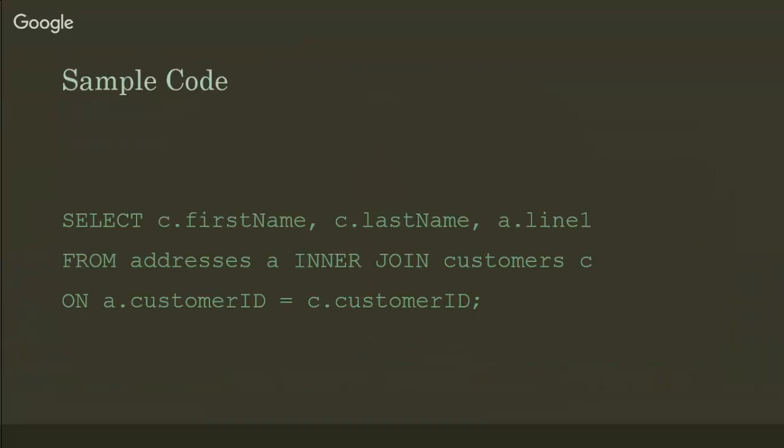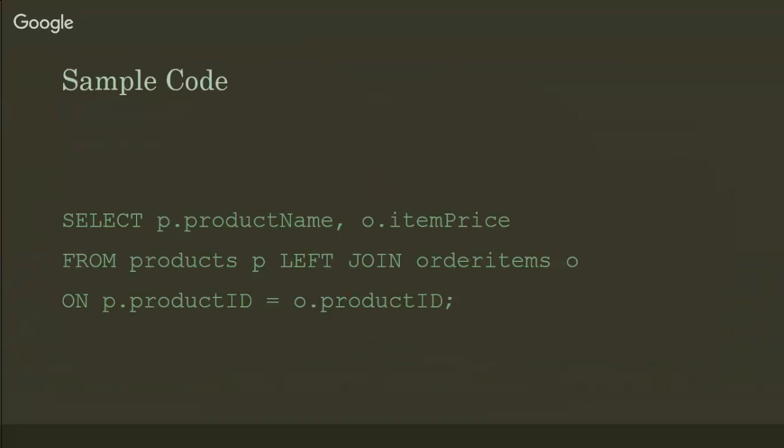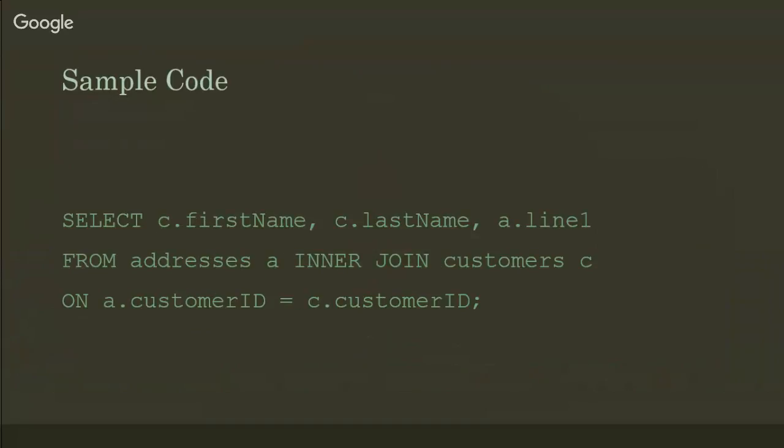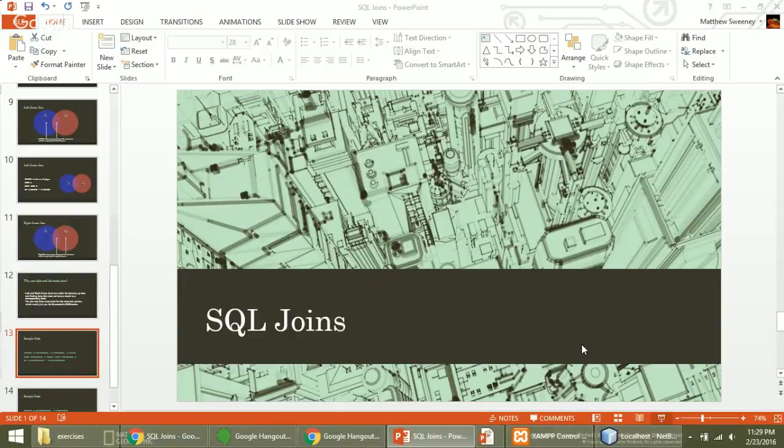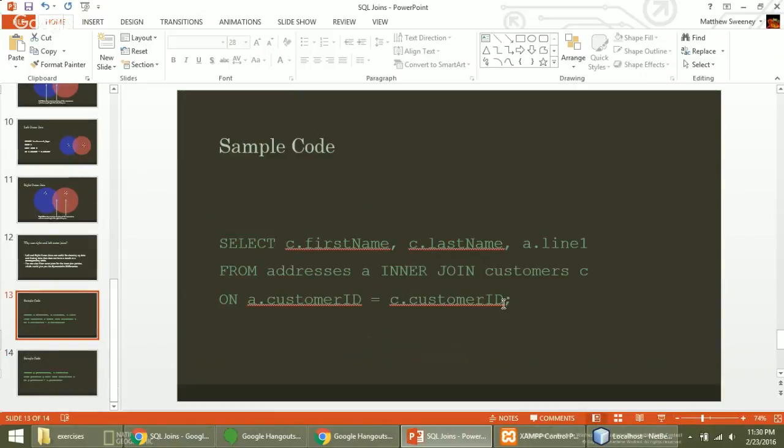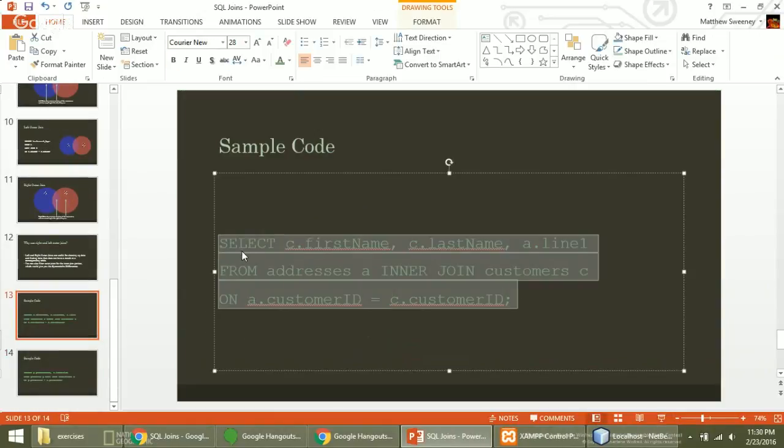Using the Guitar 2 database in our sample code that we have for this course, this is some sample code that will return something based on the inner join, and here's some for the left join. I'm going to show you that right now in the phpMyAdmin tool, so I'm going to come out of the presentation and show you that.